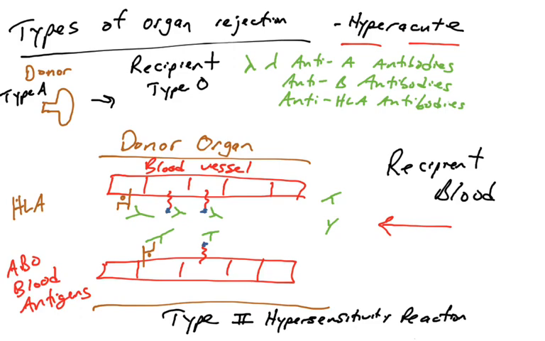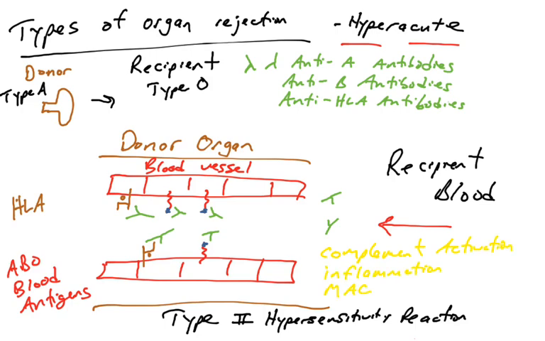So either way, whether an individual generates the anti-blood group antigen antibodies or anti-HLA antibodies, if we haven't typed these individuals correctly, then this donor's organ in the recipient's body will trigger a type 2 hypersensitivity reaction.